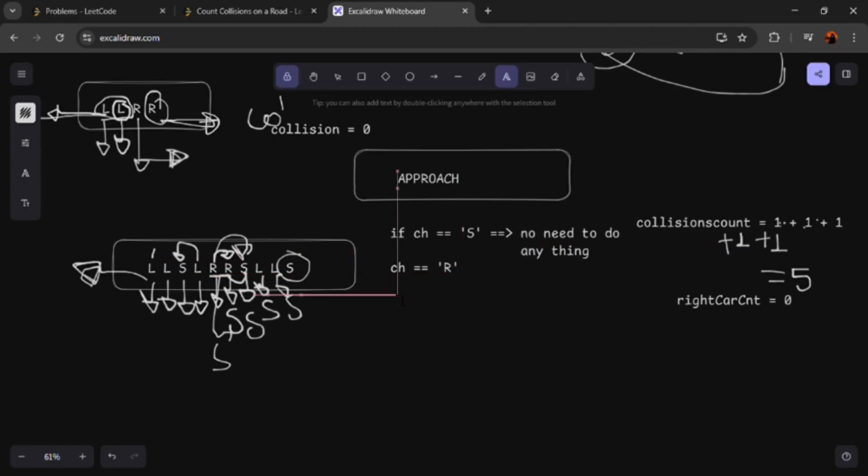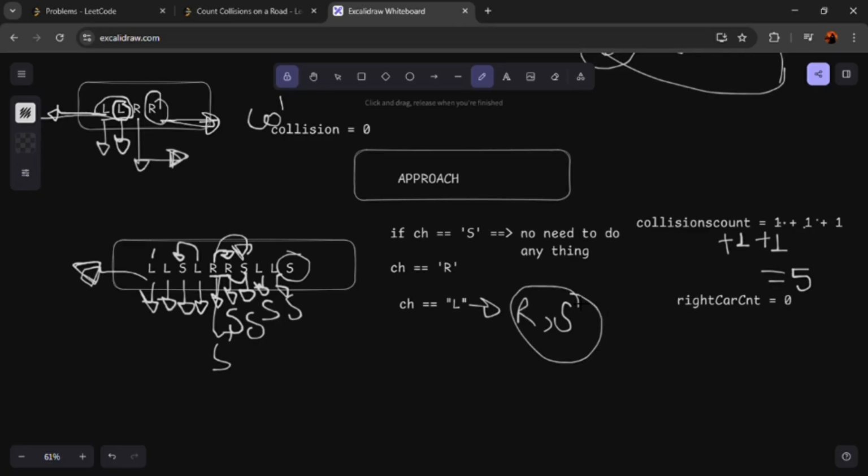That is why I take the right count here. If our current character is L, meaning the current car is going to the left side, then we have to check in the opposite direction: is there any car which comes toward this, meaning any car which comes in the right direction, or is there any car which is already a stationary car.